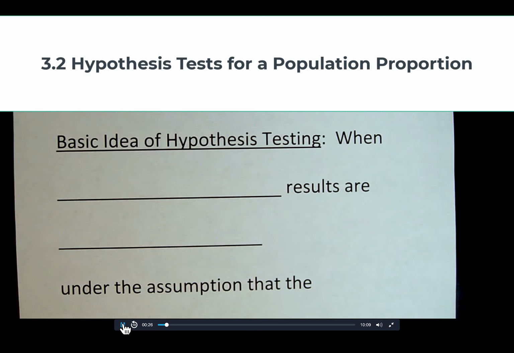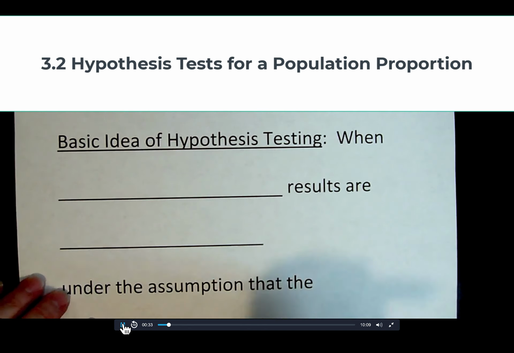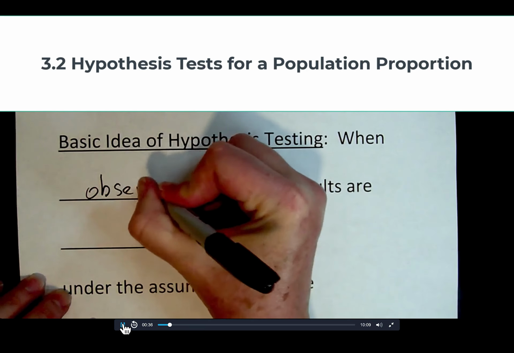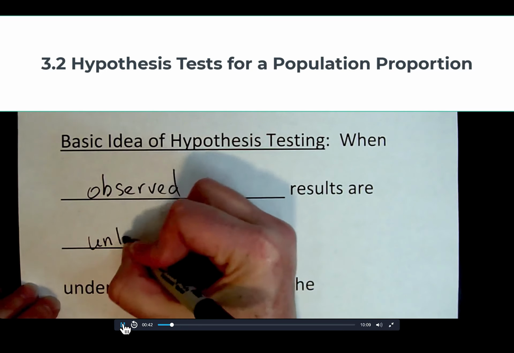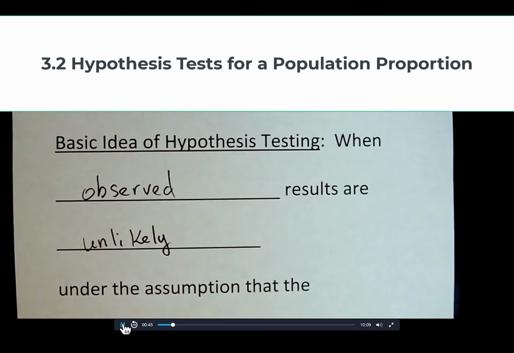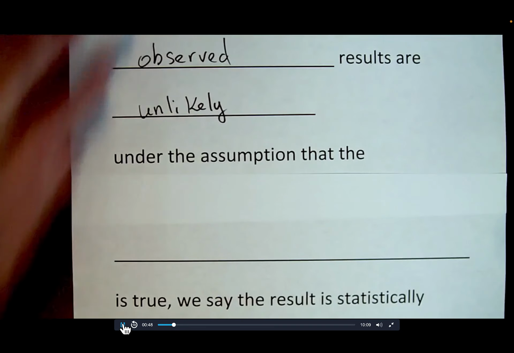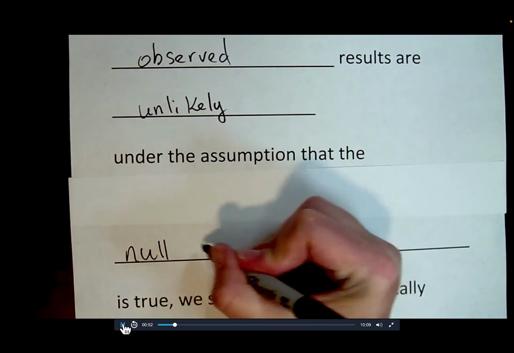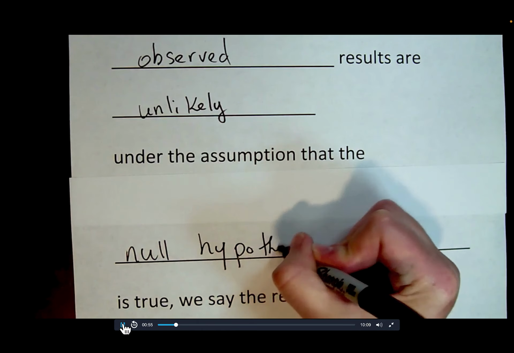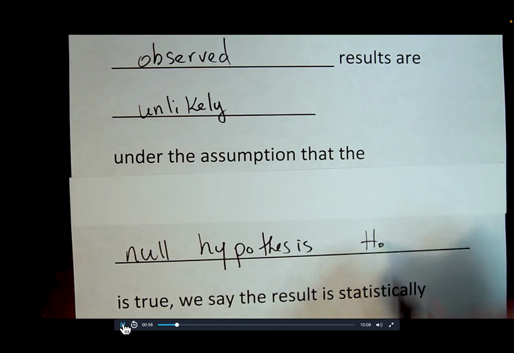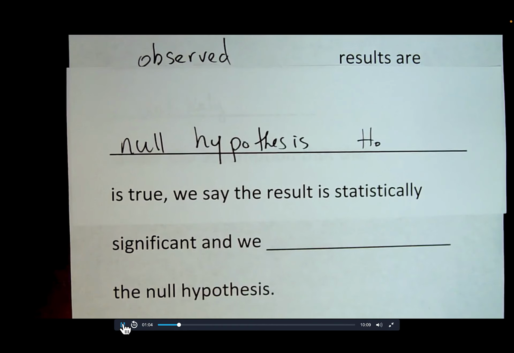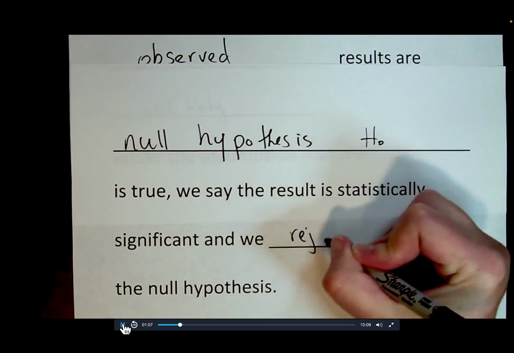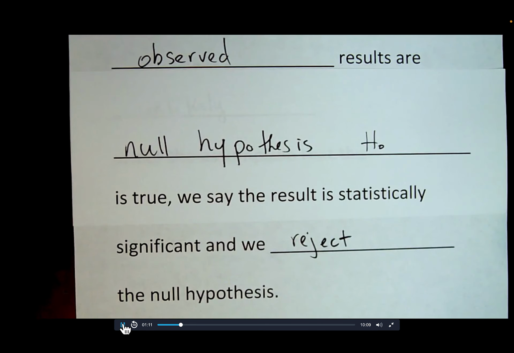Now, the basic idea of hypothesis testing that we actually haven't even talked about yet is that when observed results are unlikely under the assumption that the null hypothesis, remember that's H naught, is true, we say the result is statistically significant and we reject the null hypothesis.